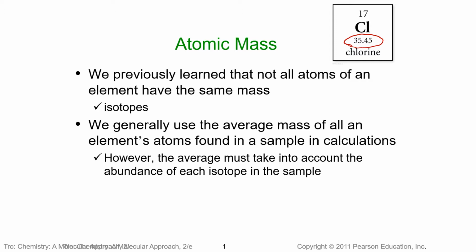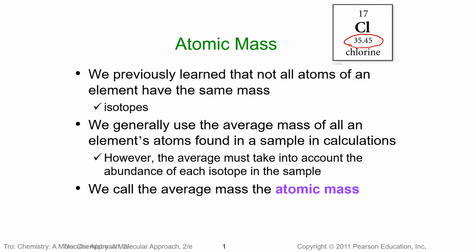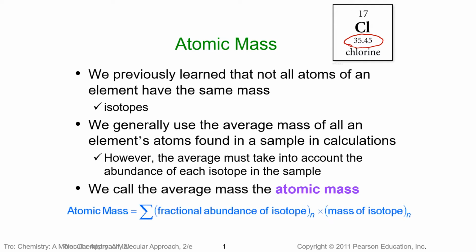So this does become a weighted average though, because the abundances are not the same for all the elements. We call that average mass the atomic mass. We have a formula that we use in order to calculate it.